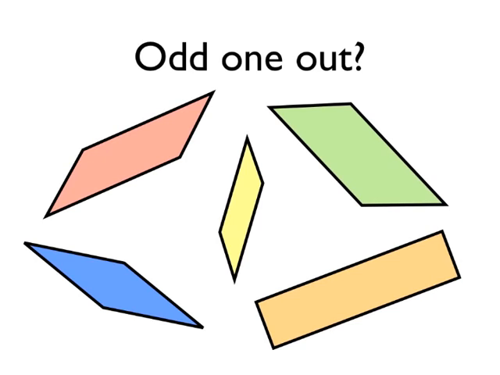Pause the video and give yourself a minute to decide which of these shapes is the odd one out, and it's important that you come up with a reason for deciding why.